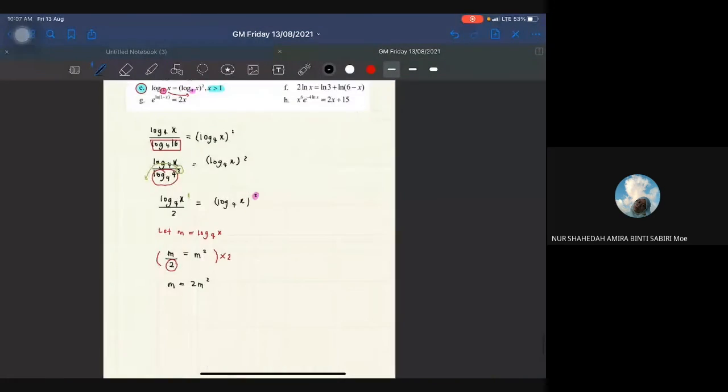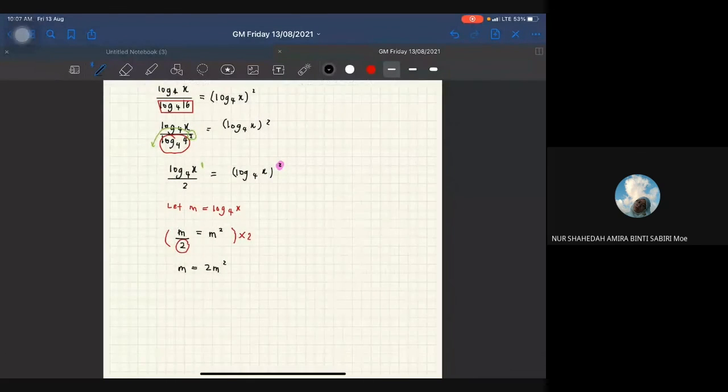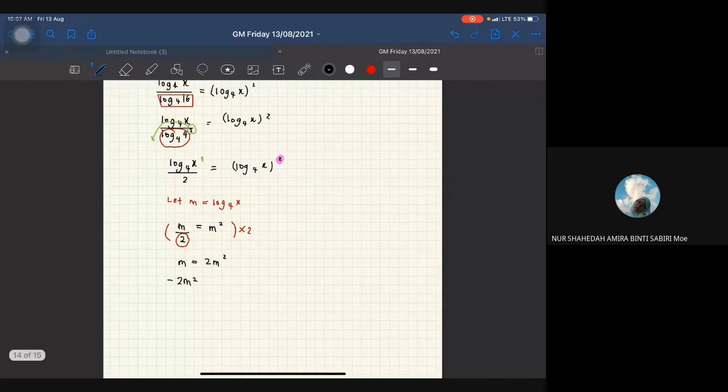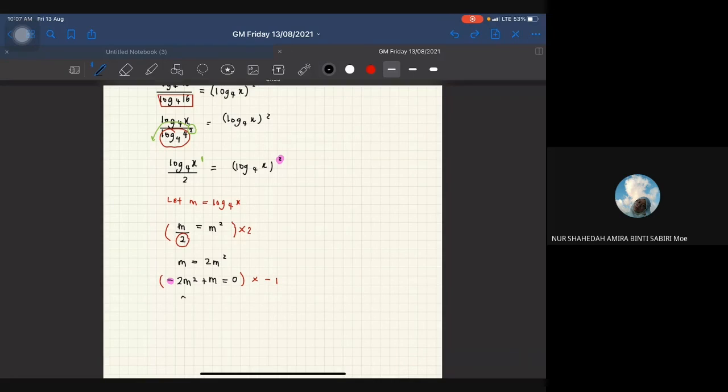Okay, and then kita kumpulkan everything on the left hand side. So you have negative 2m square plus m equal to 0. Okay, tapi saya tak nak saya punya kuasa 2 tu jadi negatif. So I don't want this negative. So what I can do is I multiply everything with negative 1. Okay, so I will get 2m square minus m equal to 0.